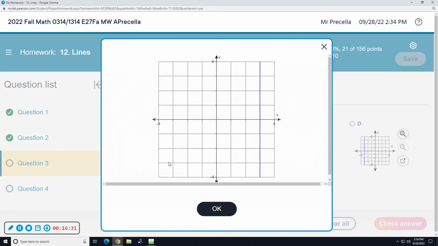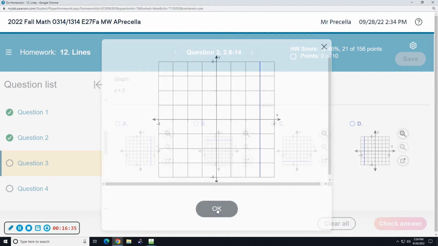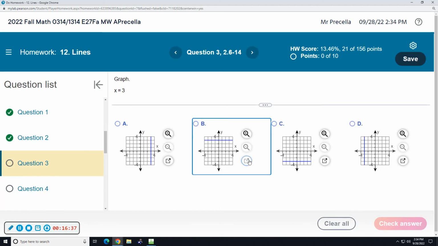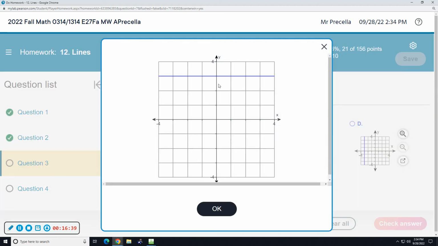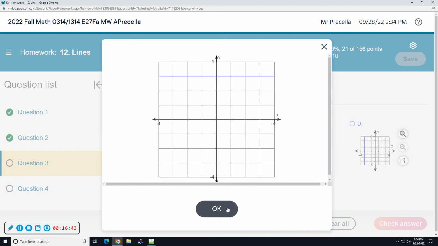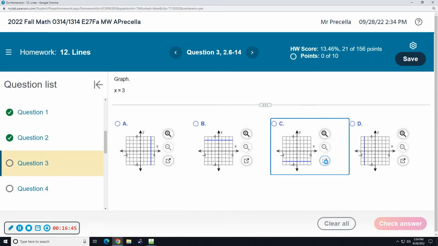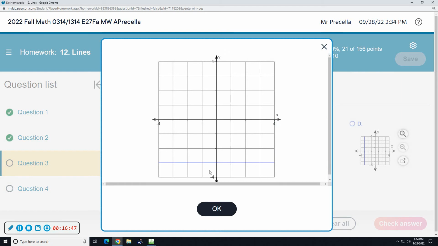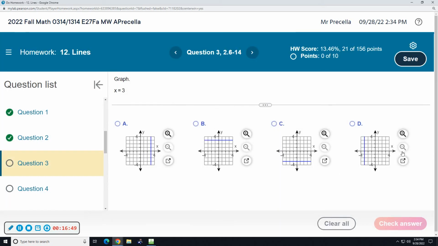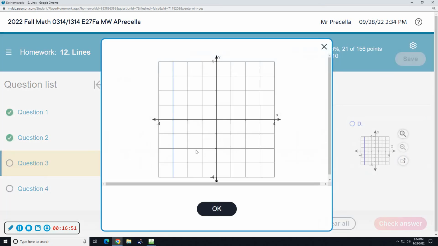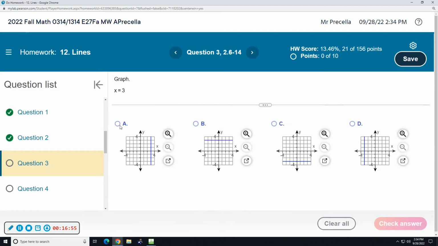Let me see. Oh, I'm thinking it's A. You want me to pop out the others so you can see? No. This one has y values of 3, so it's not that one. Not this one either. Here the y values are negative 3. And what's wrong about this one? Negative 3. Yeah. So it is A.